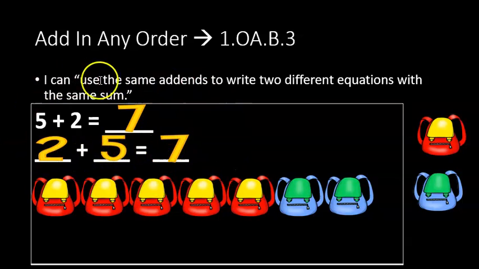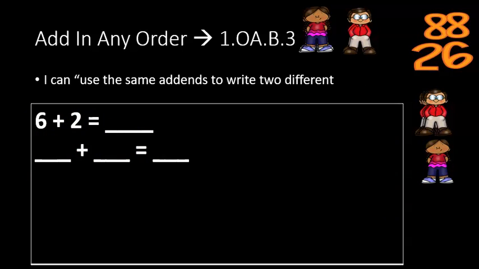Now we have our addition equations finished. That's what we call add in any order as long as these first two numbers are the same. But in the second addition equation, all you do is switch those first two numbers. Okay, keep looking at your screen as we're coming to our next example. Now we have here 6 plus 2 equals blank, and we need our second addition equation here. Now first, let's figure out what is 6 plus 2 and get our answer first.